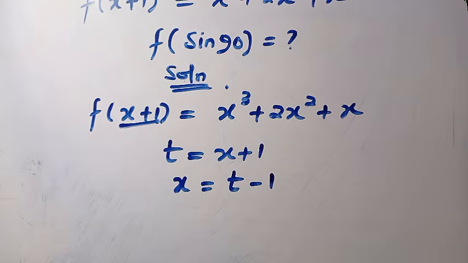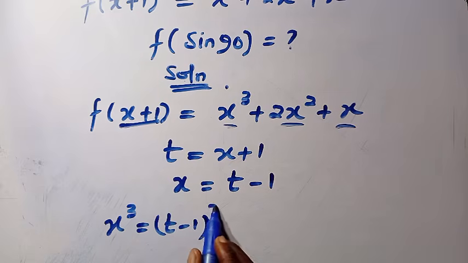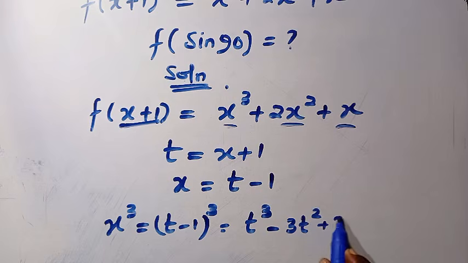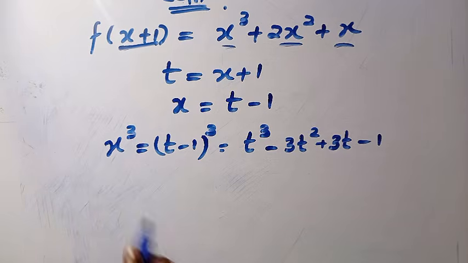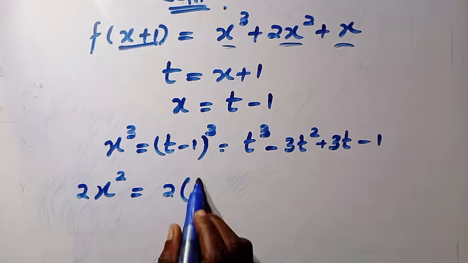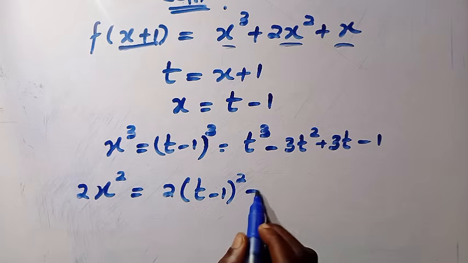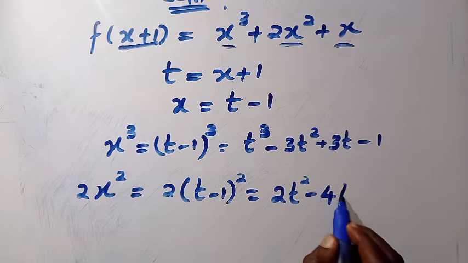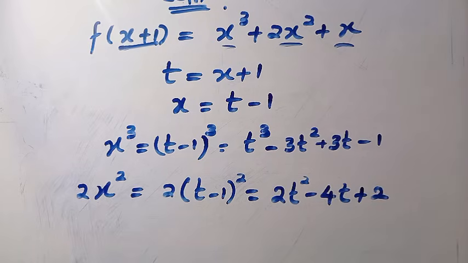From the right hand side, we need x raised to power 3, and that is t minus 1 raised to power of 3, which equals t cubed minus 3t squared plus 3t minus 1. And again, we have 2x squared, that is 2 into bracket of t minus 1 squared, which equals 2t squared minus 4t plus 2.